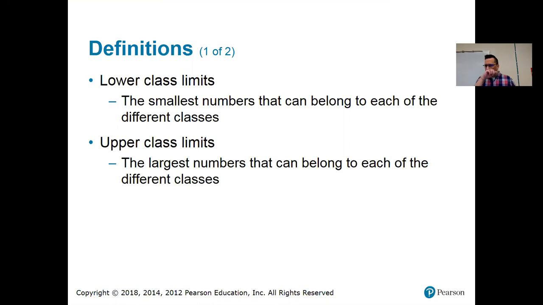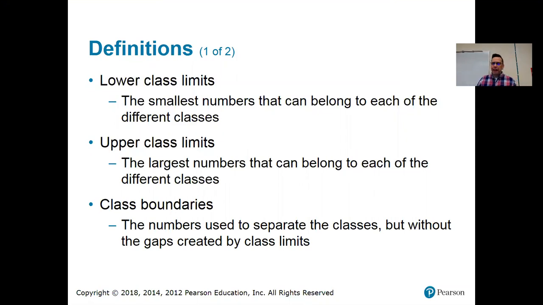Similarly, you have upper class limits, which is the largest numbers that can belong to each of the different classes. So for your grades, that would be 100, 89, 79. Okay. Not a perfect example because, well, normally classes all have exactly the same width. And when I say 90 to 100, and then I say 80 to 89, really the range for a B should be 80 to 90. And I would just say, but if you get exactly a 90, I'm gonna bump you up to the A range, okay?